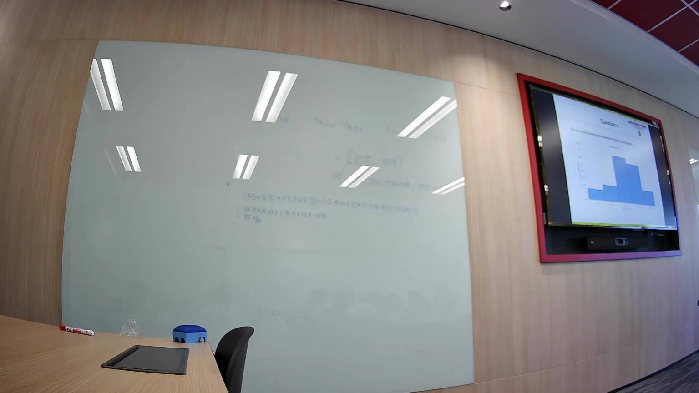Many students' scores are 40 to 50. Mostly they are 40 to 50. Not so many students get low scores, and not so many students get very high scores. So that's the frequency histogram. And this is the bar chart, the histogram.